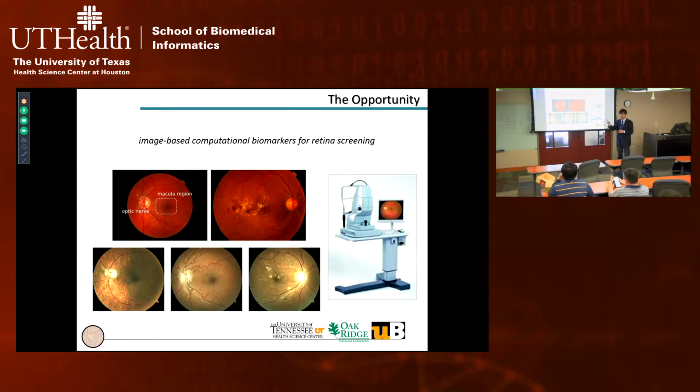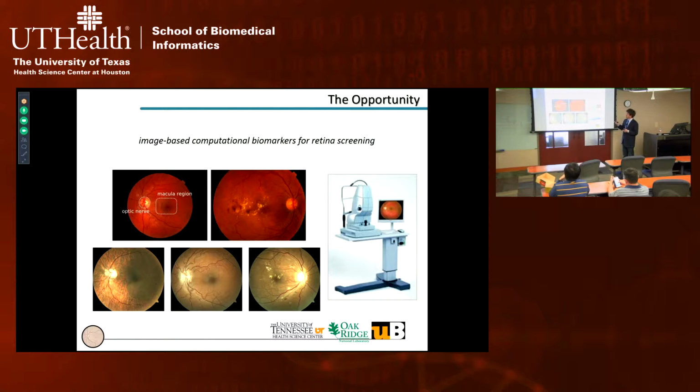Some of the structure of the retina. This is the optic nerve. This is where all the vessels and the nerves go from the eye to your brain. This is the macular region. It is the area where the highest concentration of cells that allow vision are. So if you lose this part, it's very, very bad. If you lose the part around this, it's not that bad.